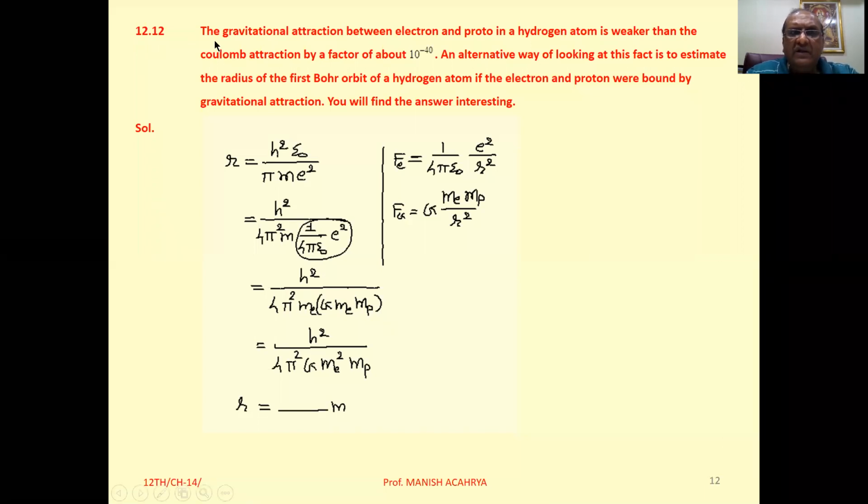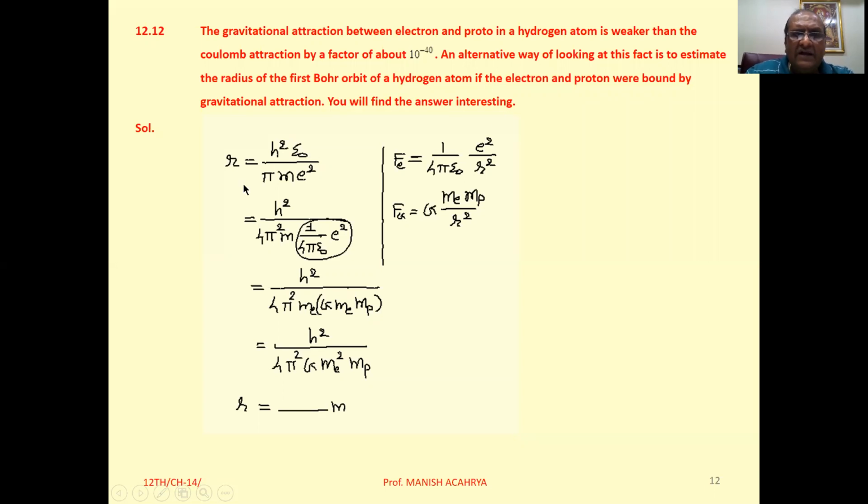Next, 12.12. The gravitational attraction between electron and proton in a hydrogen atom is weaker than the Coulomb attraction by a factor of about 10^-40. An alternative way of looking at this fact is to estimate the radius of the first Bohr orbit of the hydrogen atom if the electron and proton were bound by gravitational attraction. You will find the answer interesting.